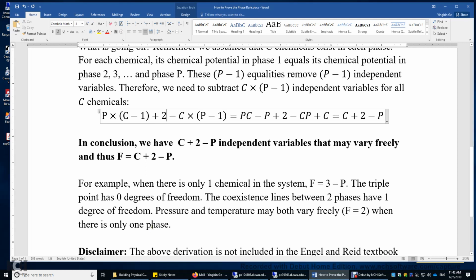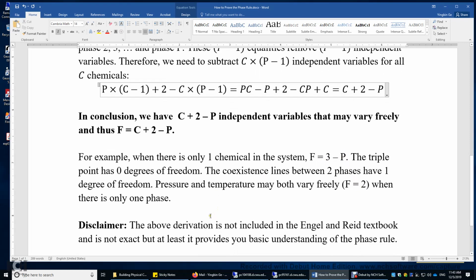When there's only one phase, both pressure and temperature may vary freely. Therefore, the degree of freedom is 2. We can also plug in P equals 1 here. F equals 3 minus 1 equals 2. This derivation is not included in the Engel and Reed textbook or many other textbooks. And it's not exact, but at least I think it provides you some basic understanding of the phase rule.